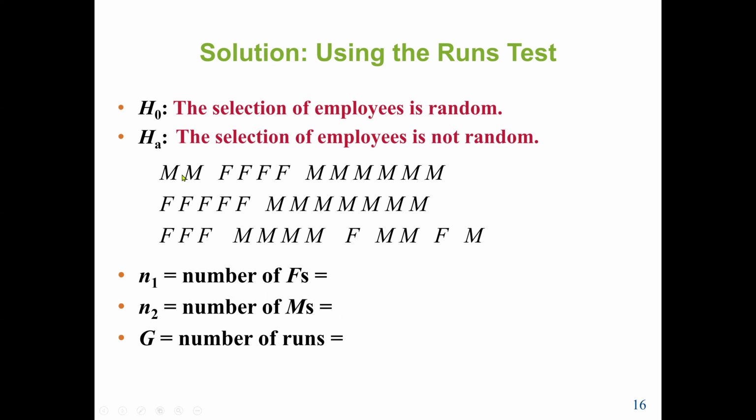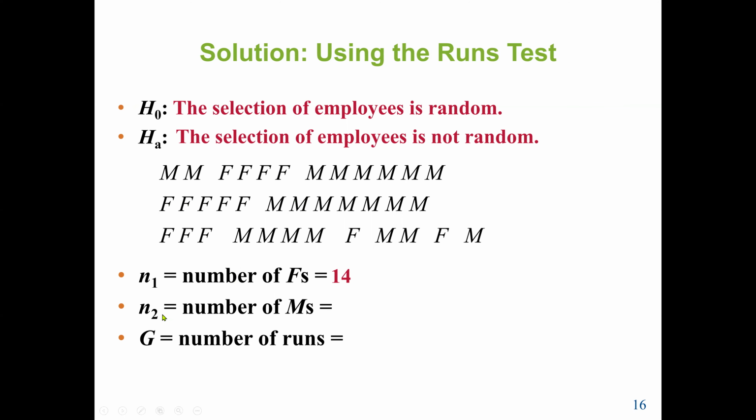So we have M, M, F, or M, F, M, F. I can count the runs to be 1, 2, 3, 4, 5, 6, 7, 8, 9, 10. So the number of runs will be 10. N1 will be the number of Fs, female. So we count female 1, 2, 3, 4, 5, 6, 7, 8, 9, 10, 11, 12, 13, 14. So we have 14 female.